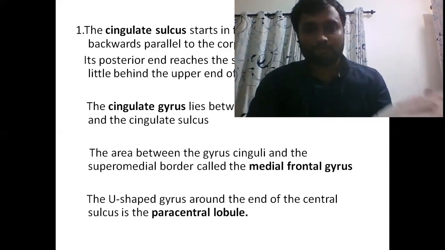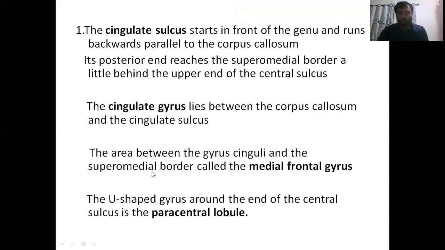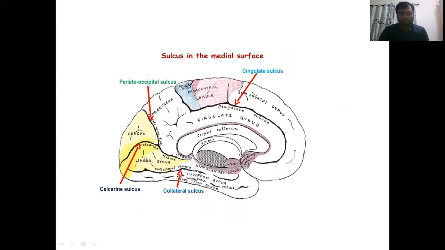Okay, we'll see. Now we know what is meant by central sulcus, what is meant by cingulate sulcus, what is meant by cingulate gyrus, then medial frontal gyrus, then paracentral lobule. Those points are clear. See here in this image, this is the corpus callosum. Above the corpus callosum, see here, callosal sulcus. Then this one is a cingulate sulcus. It's one branch, it's posterior.